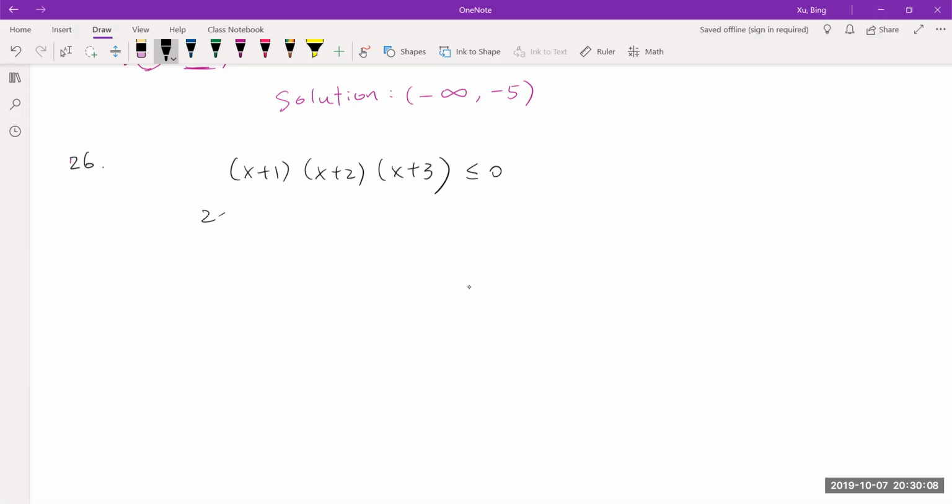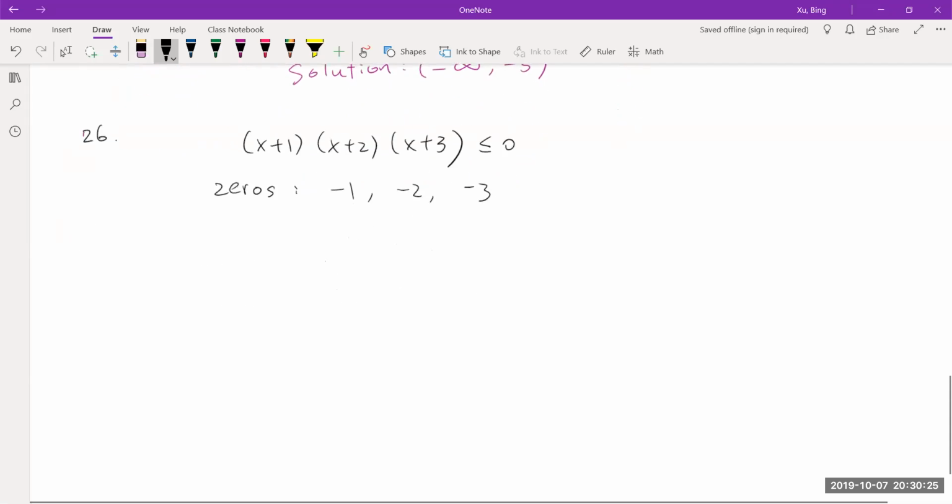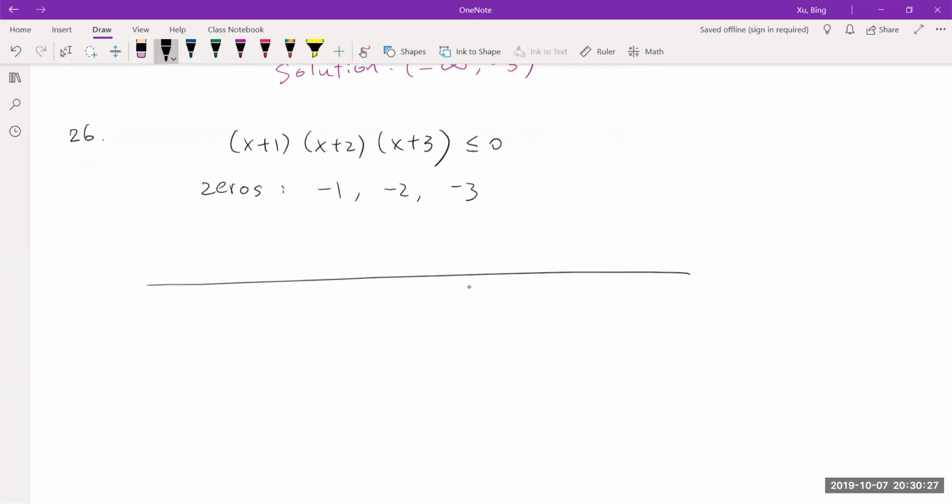How many zeros do we have? Well, 3. What are they? Negative 1, negative 2, negative 3, since one side is already equal to 0. Okay, so on the number line, you have to mark these 3 points: negative 3 on the very left, then negative 2, then negative 1, in the right order.